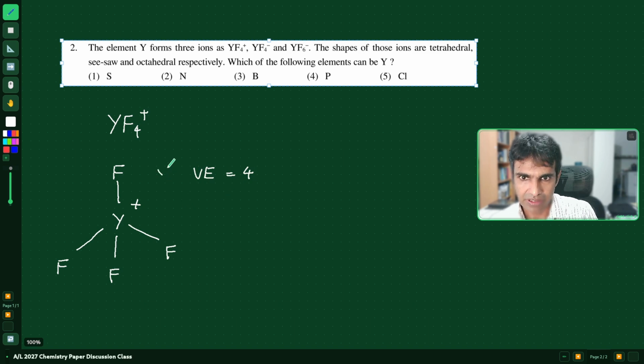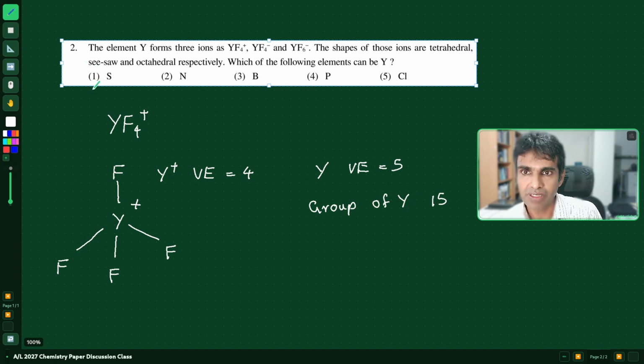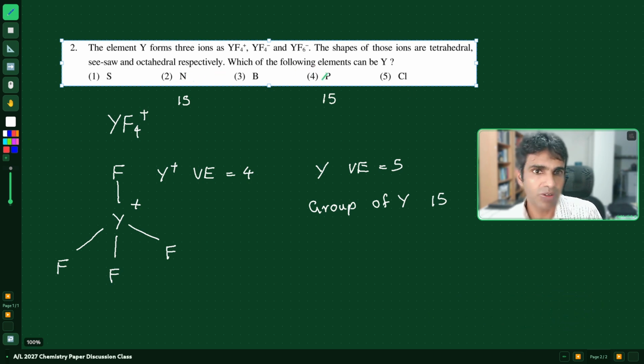So that is unipositive ion of Y. Then how many valence electrons are there in a Y atom? There must be 5 valence electrons. So what is the group of Y? Group of Y should be 15. Sulfur group 16 element, nitrogen group 15 element, boron group 13 element, phosphorus a group 15 element, chlorine a group 17 element. So answer should be either nitrogen or phosphorus.